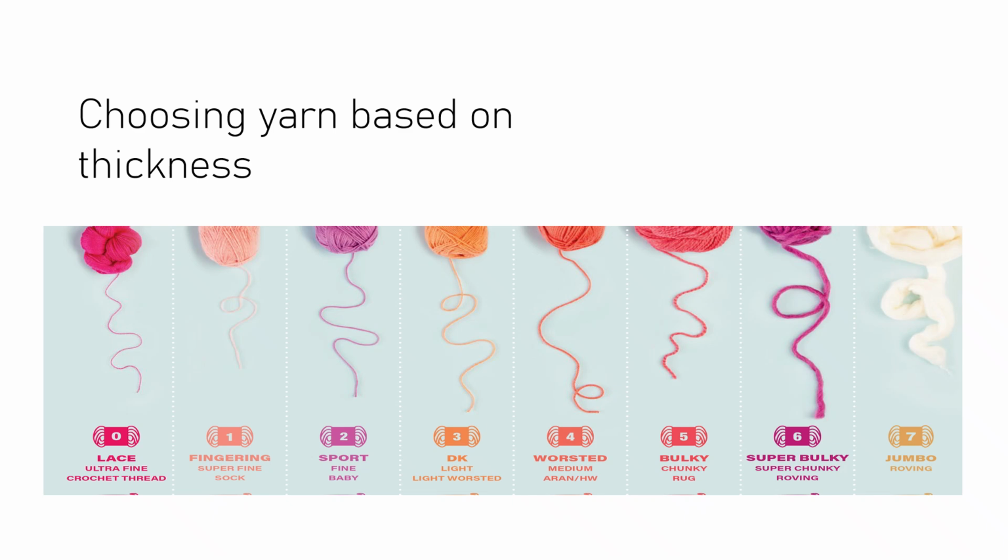And the next one is the weight 4 yarn. This we call the worsted yarn or aran yarn. And the next one is the weight 5 yarn, which is called a bulky yarn or sometimes a chunky yarn. And the next one is the weight 6 yarn. This we also call a super bulky yarn or a super chunky yarn. And next is the weight 7 yarn. This is also called a jumbo yarn.